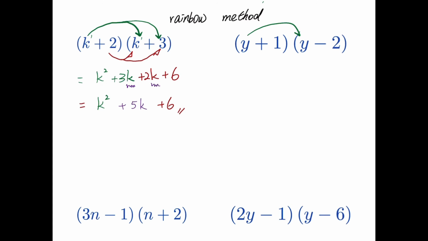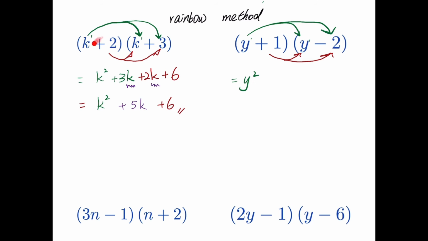Toot, toot. And then the other one. Toot, toot. Cool. So let's do the green part first. y times y, they both have the same base, so their powers will be added up: y squared. Then y times negative 2. This time it's not just 2.